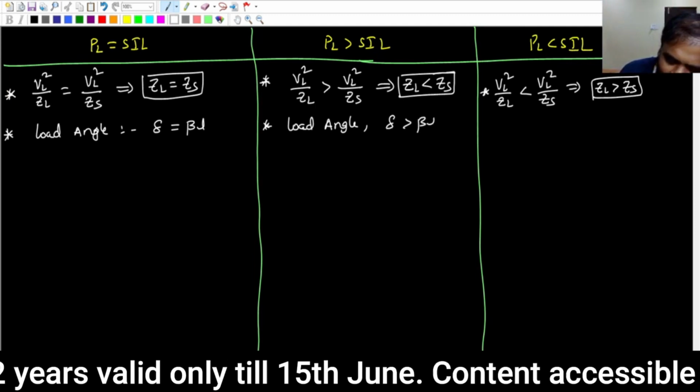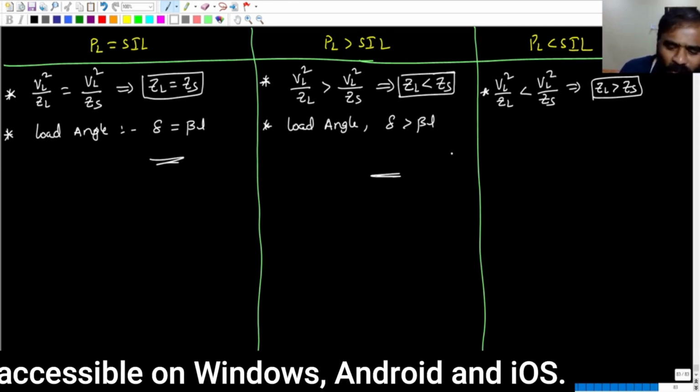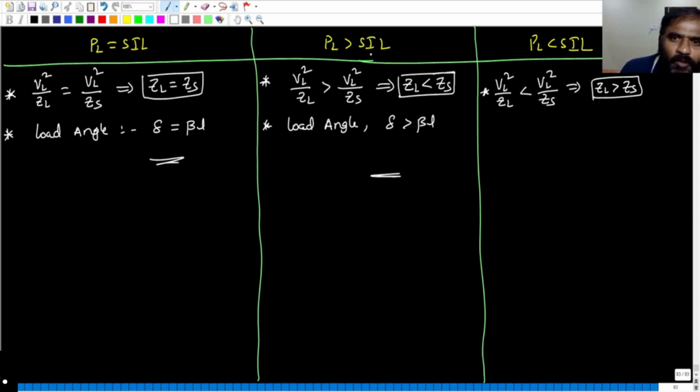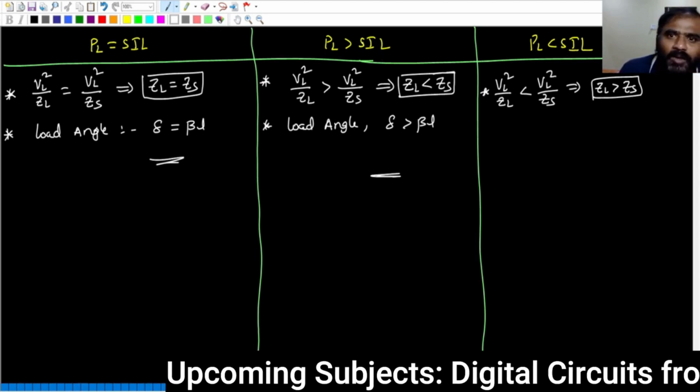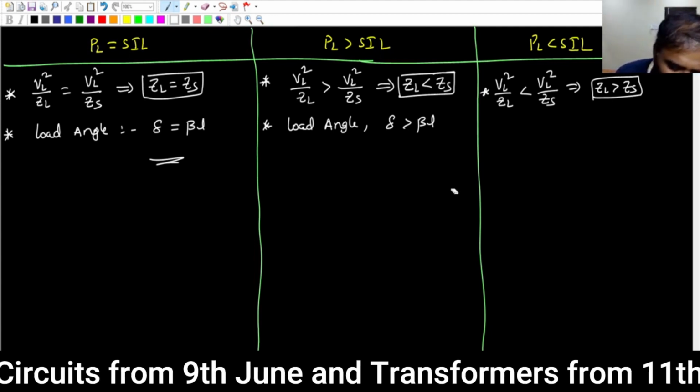Greater than beta L. Compare it to this case, having more power transfer, because loading is now greater than surge impedance loading. For example, surge impedance loading is 400 megawatt. How much power are you transferring here? 400 only. But here, indirectly you are transferring more than 400 megawatts of power. So that's why there is more load angle here.